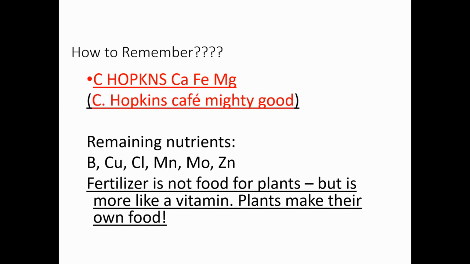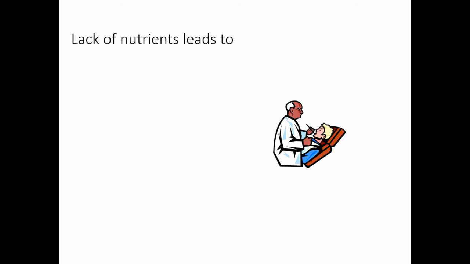So how can you remember this? Well, there's a fun little thing called C. Hopkins Cafe is mighty good. And that is short for carbon, hydrogen, oxygen, phosphorus, potassium, nitrogen, sulfur, calcium, iron, magnesium, right? And those are all sort of the main ones, but there are those other micronutrients that we talked about.